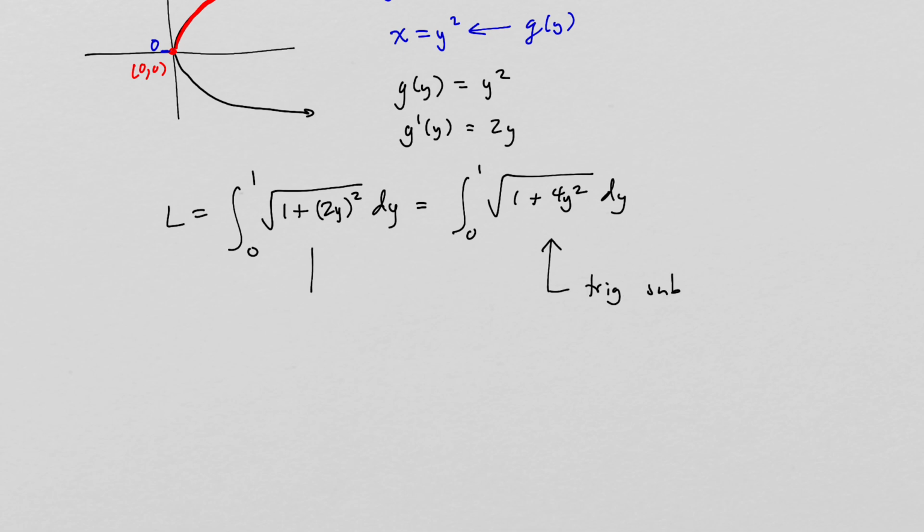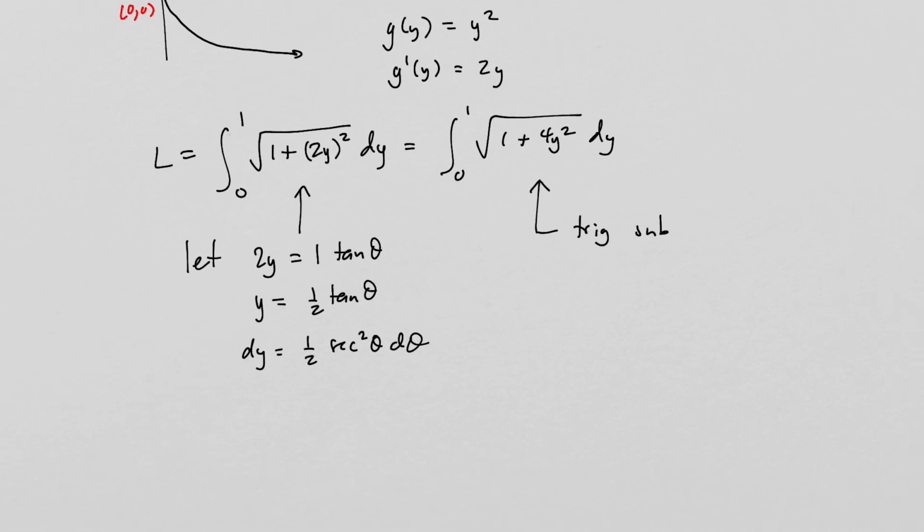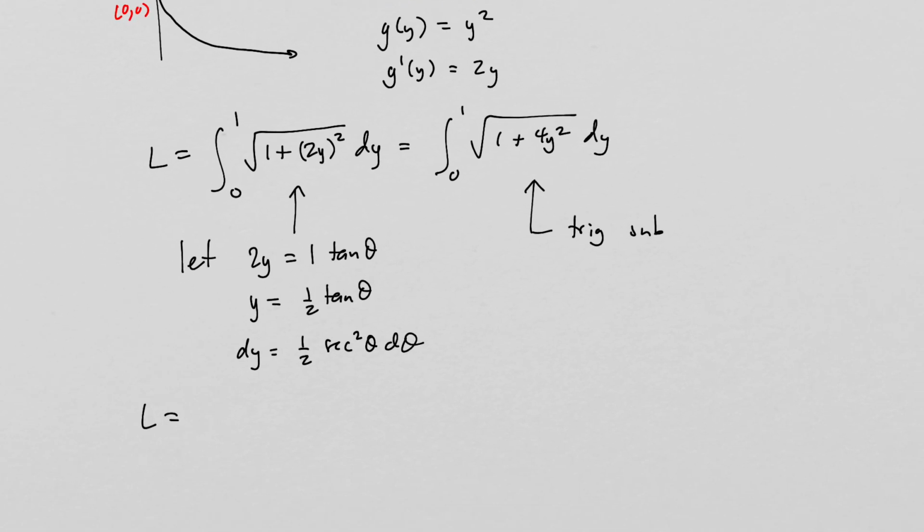And actually, it's easier if you leave it in this format. I'm going to let 2y be equal to 1 times tangent of theta. And that means y is going to be 1/2 tangent of theta. And so dy would be 1/2 secant squared of theta d theta. Now if I plug all that in, the arc length becomes the integral of the square root of 1 plus tangent squared of theta times dy, which is 1/2 secant squared of theta d theta.